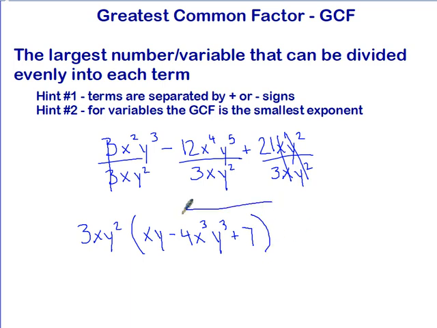And this would be what you would put as your answer if you were asked to factor out the GCF. The GCF, and then in parentheses, what's left over when we divide each term by the GCF. And that's it for 5A.